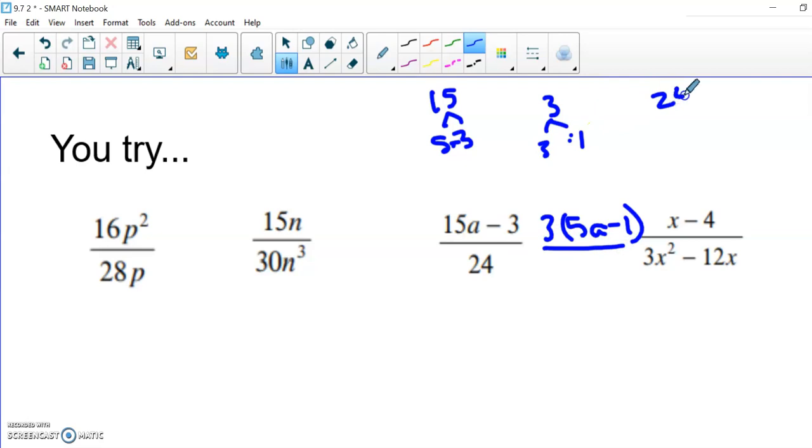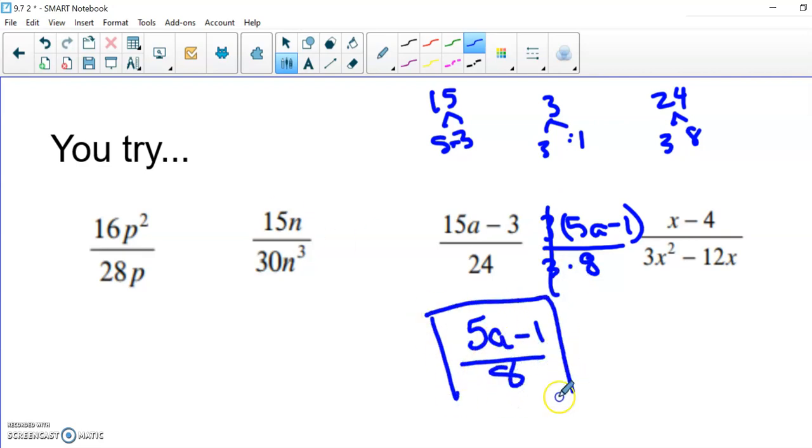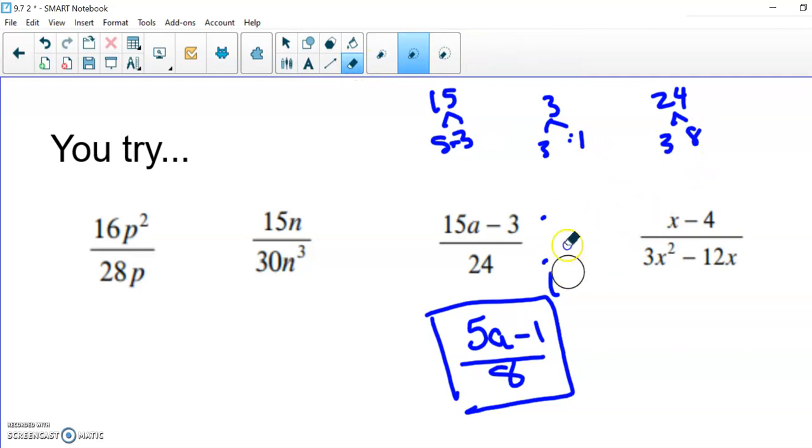And 24. Is that a multiple of 3? Sure, 3 times 8 is 24, so on the bottom I have 3 times 8. And you can see I can cancel those 3's out. So on the top, I'm left with 5a minus 1. In the denominator, I'm left with 8. All right, let's do one more. I don't think you need help with the easy ones, but let's do some of the trickier ones. All right, here we go.